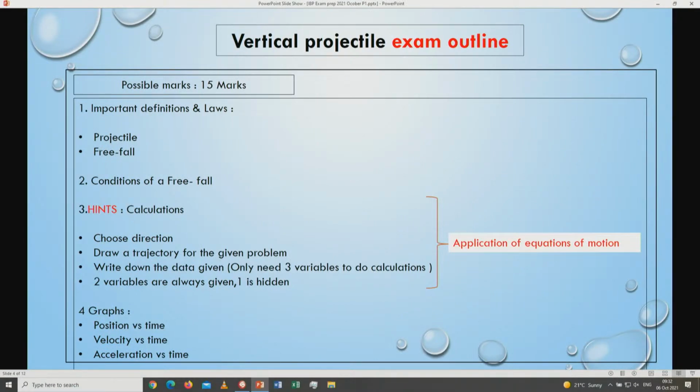Write down the data. Only need 3 variables to do the calculation. That is very true. We only need 3 variables to perform calculations. But the bullet that follows says 2 variables are given, 1 is hidden. So it means in a statement, 2 variables will be given and then 1 will be hidden. The one that is hidden, it's where we now apply the science. I will make an example with this one that I just drew a trajectory for.